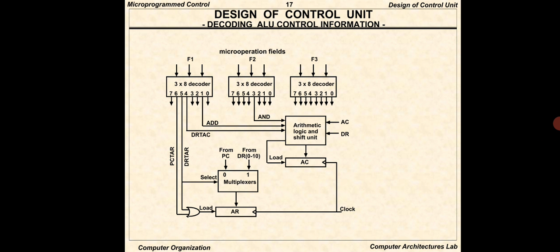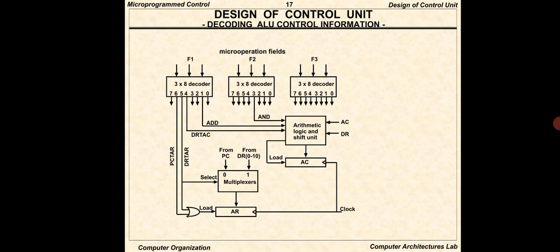How we are going to design this particular control unit, and how we are going to do the decoding of ALU control information, we are going to see in this control unit block. If you look at this control design of the control unit block, we are going to have a total of 3 decoder circuits, and these 3 decoders are 3 by 8 decoders. That is, it will take 3 inputs and generate a total of 8 outputs. Based upon this 3 input condition, any one of the outputs will be selected. Okay, so how will this be done?